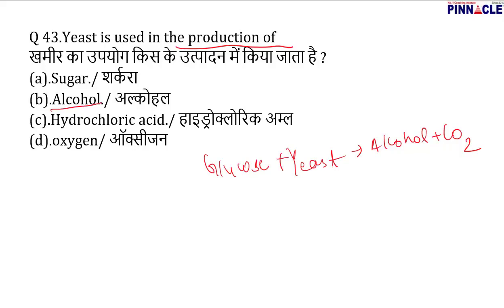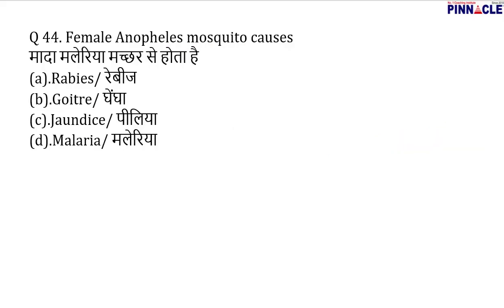Moving to question number 44. Question number 44 is, female Anopheles mosquito causes what? So we have to name the disease which is caused by the female Anopheles mosquito. It causes malaria. What do female Anopheles mosquitoes do? They pick up the parasite from an infected person and spread it to a healthy person, and they generally cause malaria. So for question number 44, D, that is malaria, is the correct option.